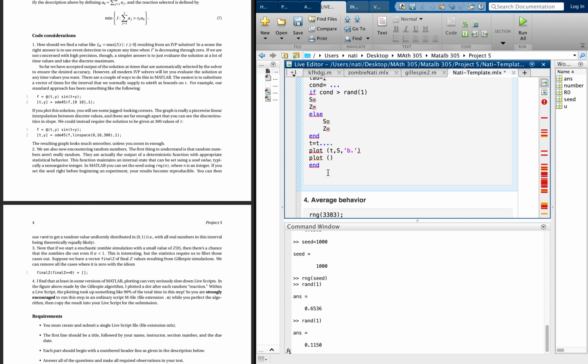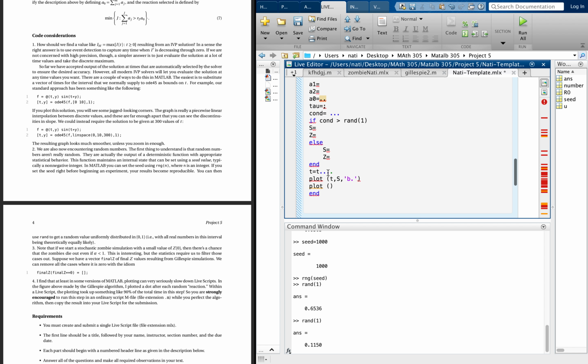I'm going to show you how mine looks in a minute, and then you can compare to see if it's similar to yours. I hope this helps.